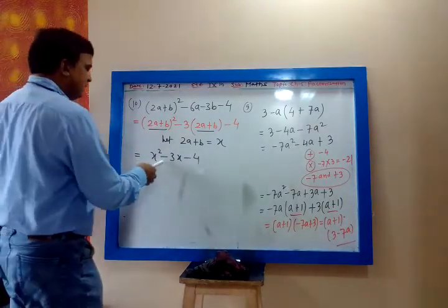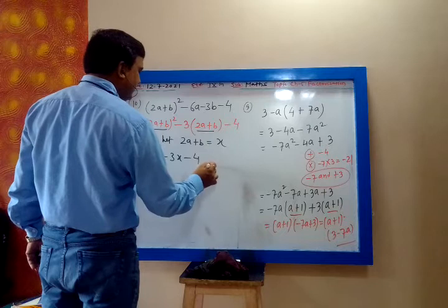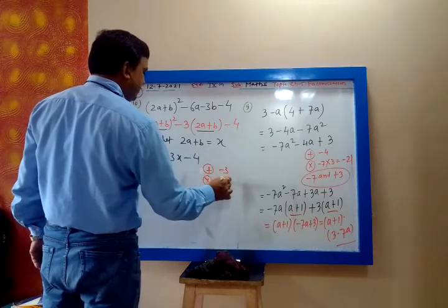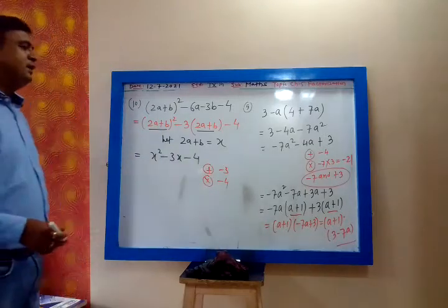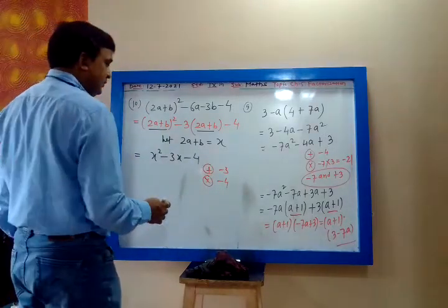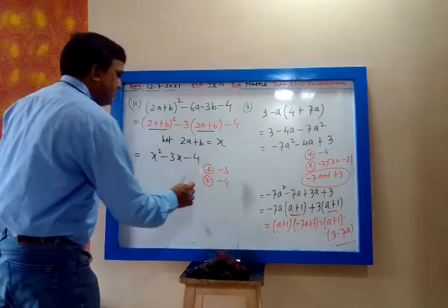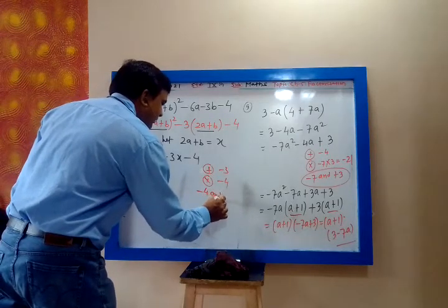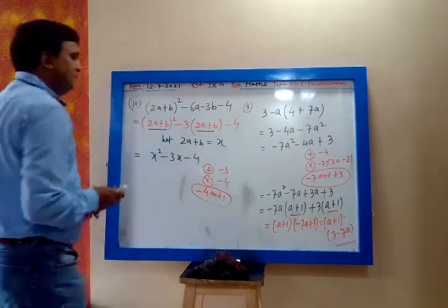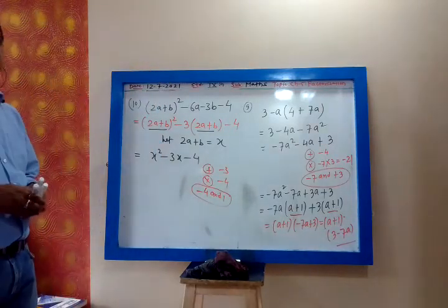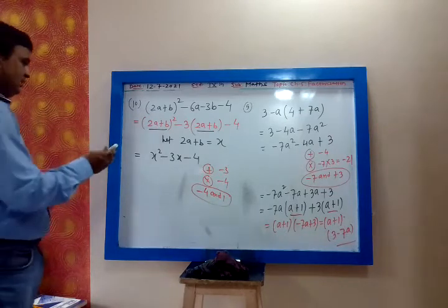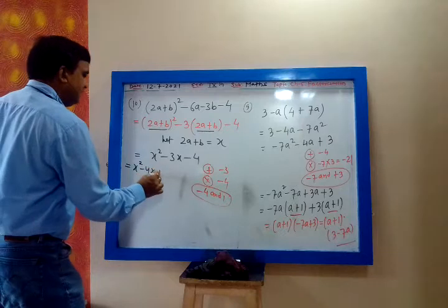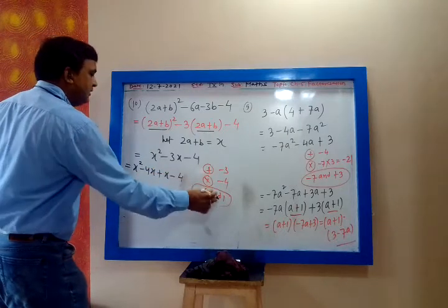Find two numbers whose sum is minus 3 and product is minus 4. What are the two numbers? Minus 4 and 1. When you add, you will get minus 3. When you multiply, you will get minus 4. So this I will write x square minus 4x plus x minus 4. 1 means 1x.